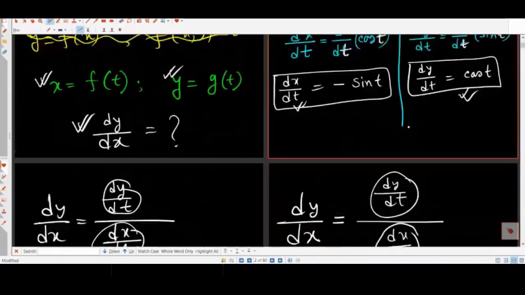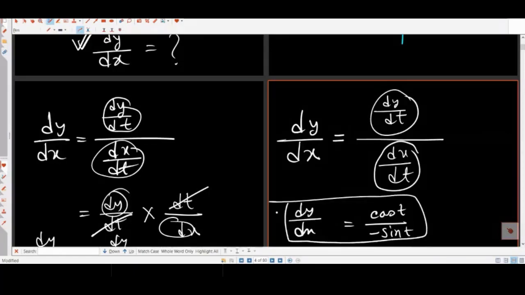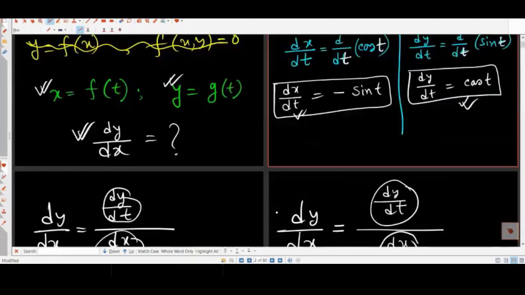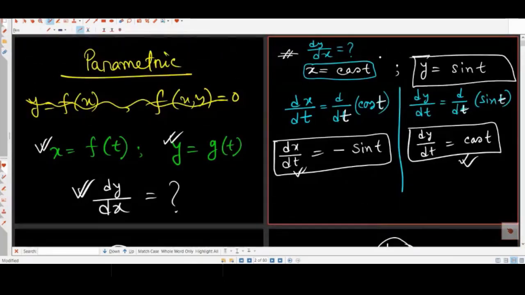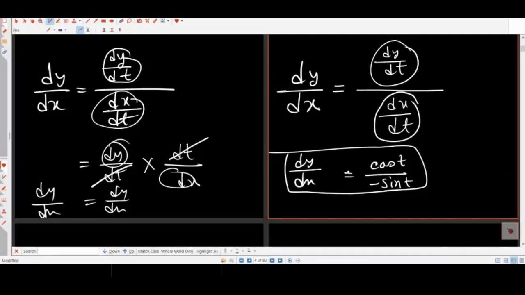So dy/dt is found to be cosine t, and dx/dt is negative sine t. So we can write this one as cosine t over negative sine t. So finally done. We have found the derivative. So again, the question will be the same. Find the tangent line if you have the parametric function defined by x equals cosine t and y equals sine t at some point. So first of all, you have to find dy/dx, and then at a given point, find the value of this dy/dx. That will be the slope m. So now we can apply y minus y1 equals m times x minus x1.